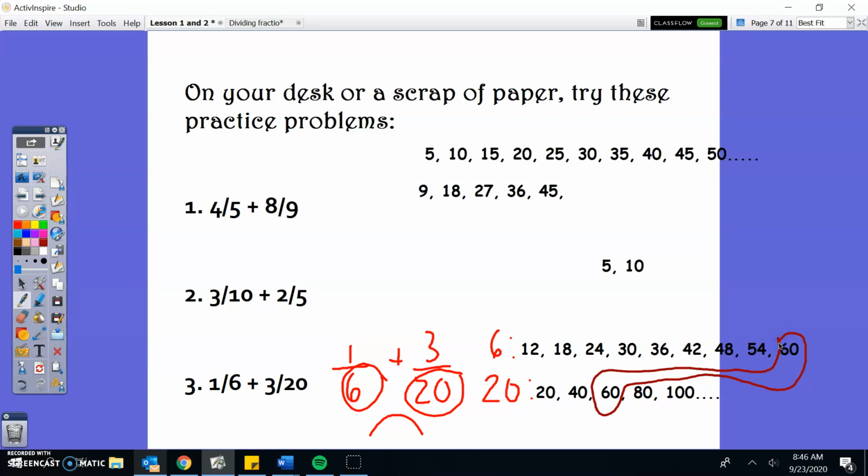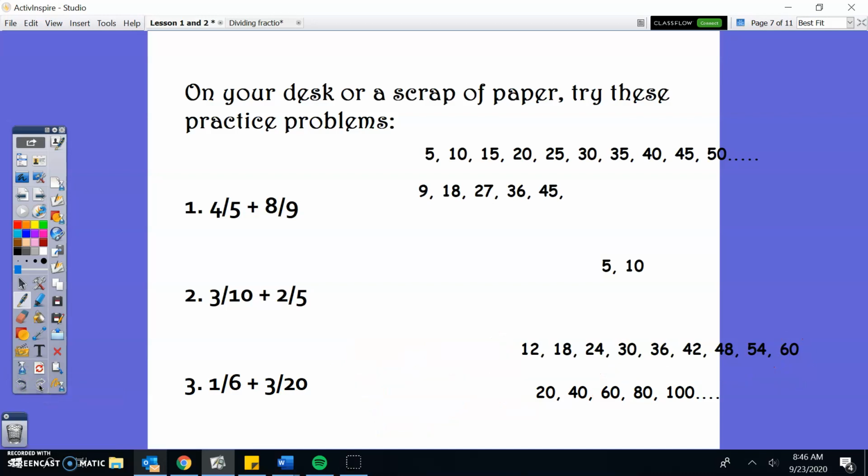That is my common denominator. So I need to change 1/6 and 3/20 to both have 60ths. So I'm going to multiply to get 60 for each of these. I need to find my multiplier. 6 times what gets me 60? I know it's 10.